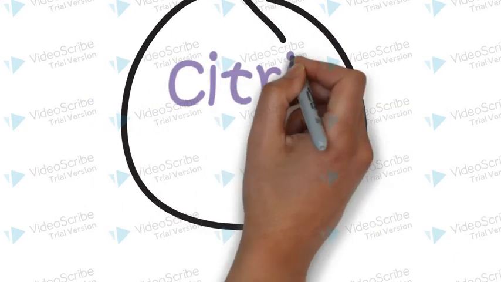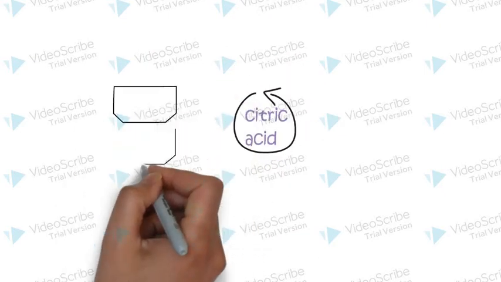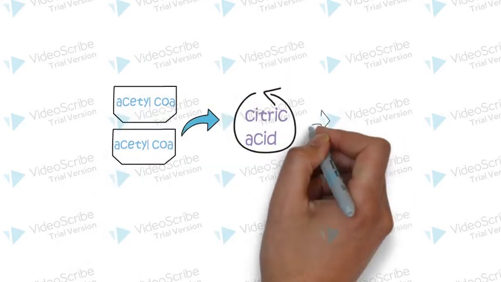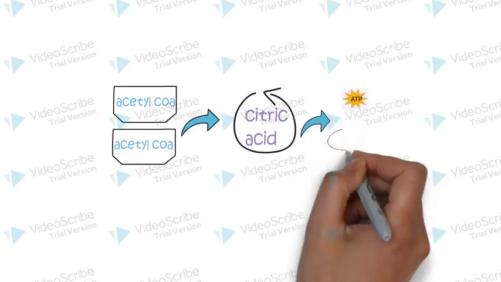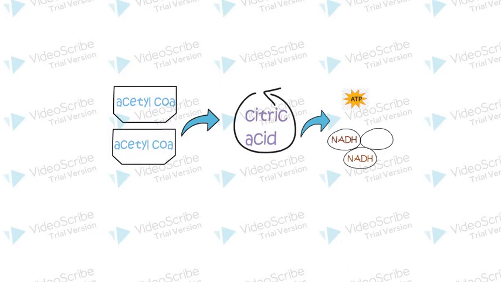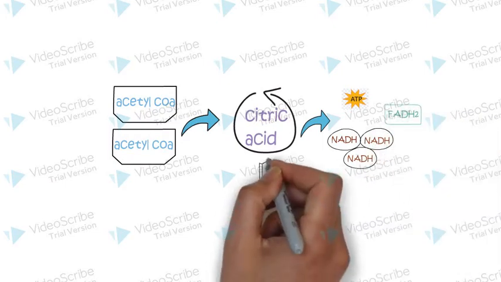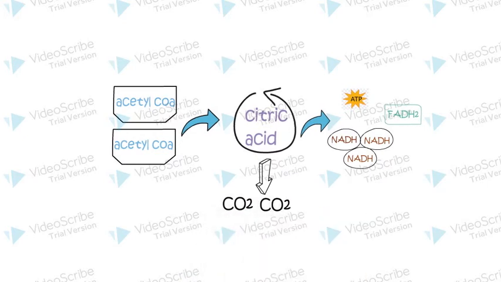Next is the third stage, the citric acid cycle. In the citric acid cycle, acetyl-CoA goes through several steps, leading to the production of 1 ATP, 3 NADH molecules, and 1 FADH2 molecule, as well as the release of 2 carbon dioxide molecules. But remember, we start with 2 acetyl-CoA molecules, so the citric acid cycle must occur twice, which gives a total of 2 ATP molecules, 6 NADH molecules, and 2 FADH2 molecules, and a total of 4 carbon dioxide molecules are released.